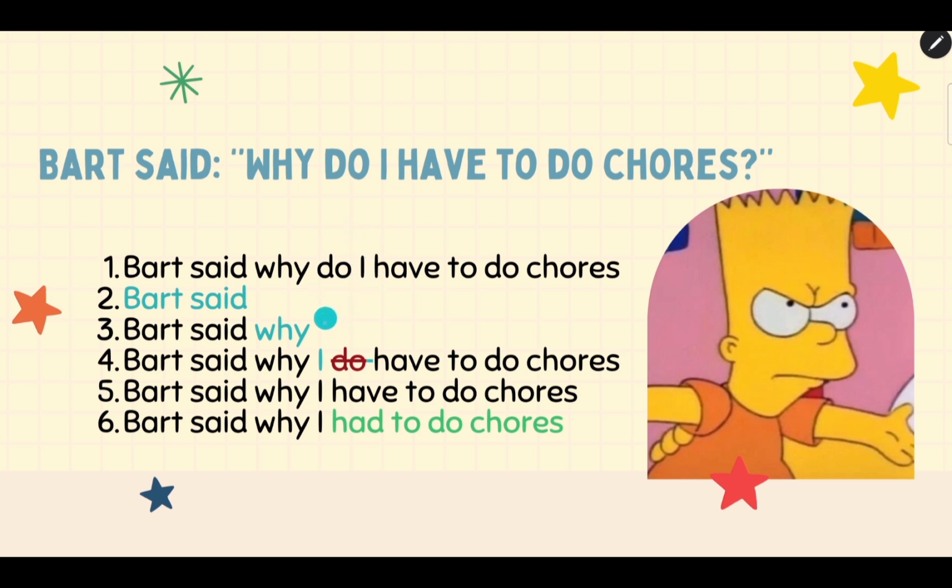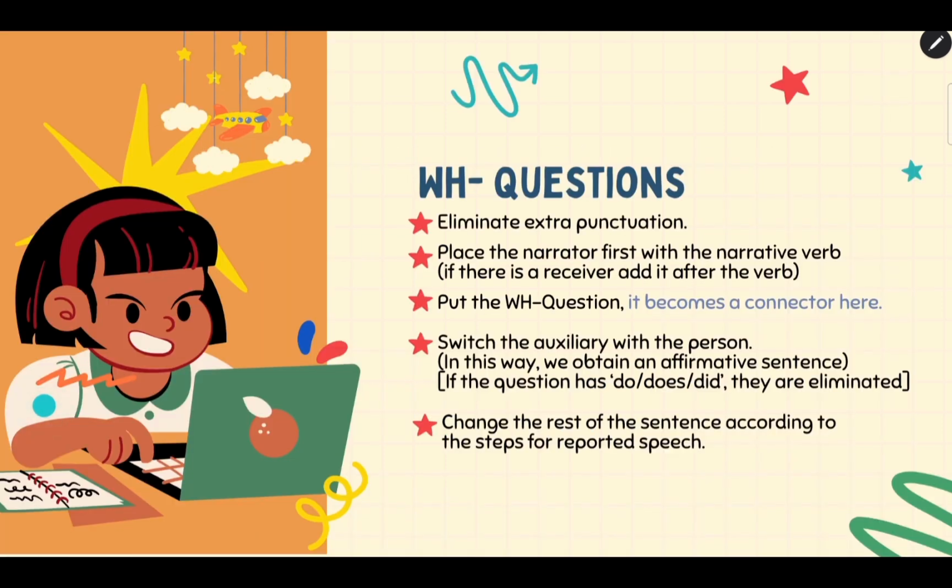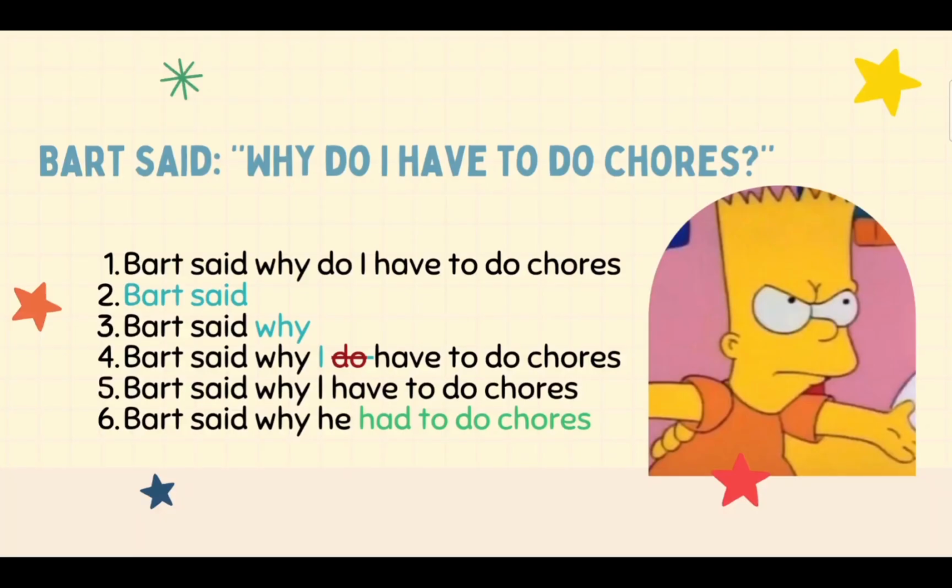Now let's switch it: I do. We eliminate do. Have to do the course. Now we have, Bart said why I have to do the course. But remember that the last step is to change the rest of the sentence according to the step for reported speech. Example here, Bart said, why do I have to do the course, right?